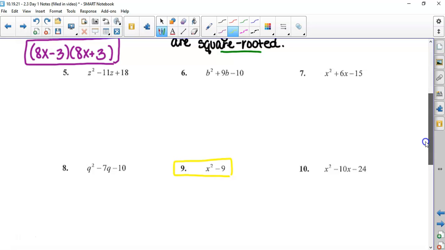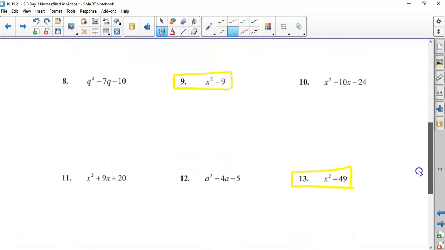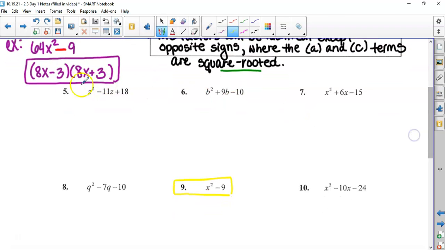So I've got 5, 6, and 7. I'm going to work on 5, 6, and 7 with you, and then you're going to try 8 through 13, right? Number 5, z squared minus 11z plus 18. So starting with this one, we're not going to write the sentence anymore. We're just going to say it out loud. And this is what would be hopefully the thought process for you in your head. I need, A is 1, right? 1 right there. So I need factors of 18, two numbers that multiply to a positive 18, add to negative 11.